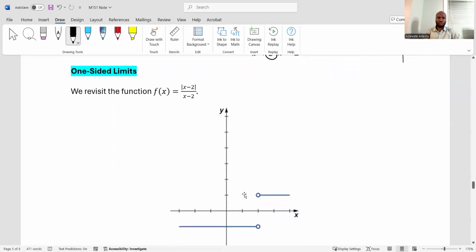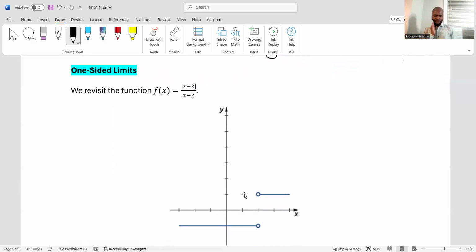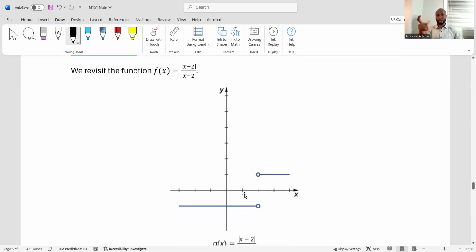Now, let us talk about one-sided limits. We've been talking today about looking on both sides, from here and from here. But let us study one of the examples we started with earlier: the function absolute value of x minus 2 divided by x minus 2. Again, at x equals 2, this function f of x is undefined. But again, we can study what is happening in the neighborhood of 2.